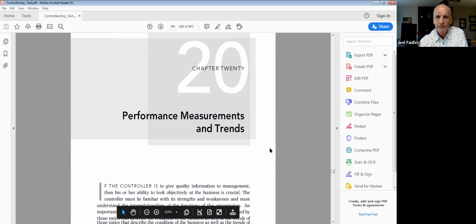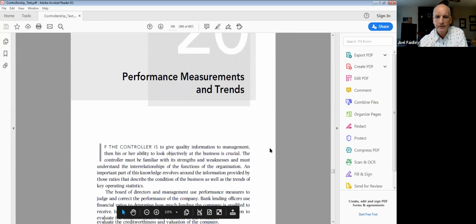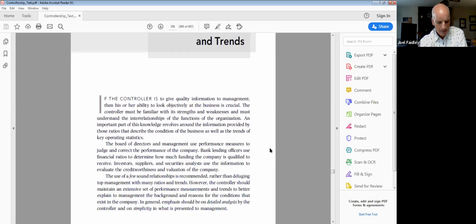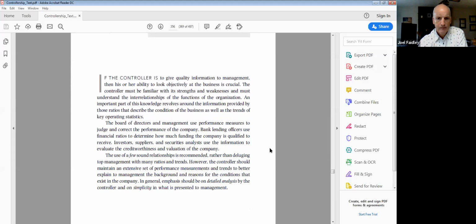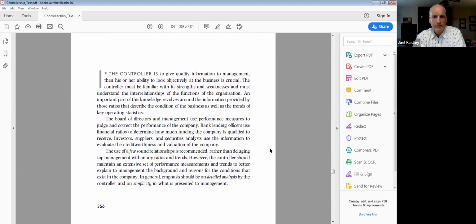All right, so performance measurements and trends. Now that first paragraph there says a lot. It's talking about looking objectively. Here we are on page 356. Looking objectively at the strengths and weaknesses, and must understand the interrelationships there, the functions of the organization. That's so important as a controller, as a financial leader of your organization.